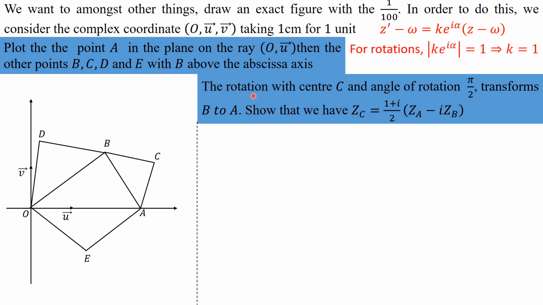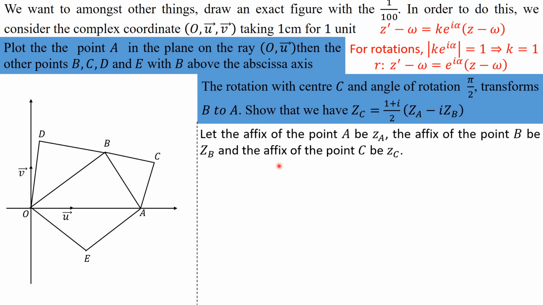But in this case, we are involved with rotations. So for rotations, it means that the scale factor is equal to 1. That is the magnitude of the complex number k e raised to the power i alpha. The modulus of the complex number k e raised to the power i alpha is equal to 1, which means that k is equal to 1 because k is the modulus. So with that, we get the general representation of all rotations in this form: Z prime minus omega is equal to e raised to the power i alpha into z minus omega. Z prime is the affix of the image of the point whose affix is z. Alpha is the angle of rotation. Omega is the affix of the center of the transformation.